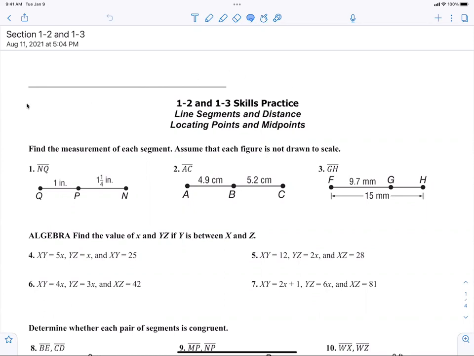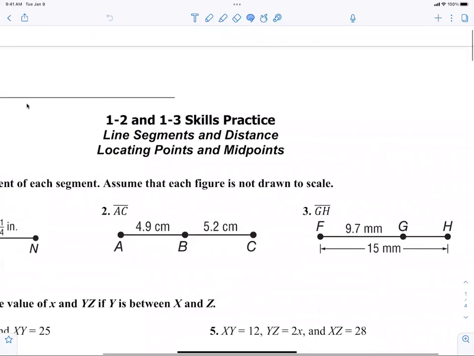Sorry. This way. Okay. So today we're going to try to get through sections 1.2 and 1.3. Today, one of the most important things we're going to discuss is called the segment addition postulate. All right, the segment addition postulate.